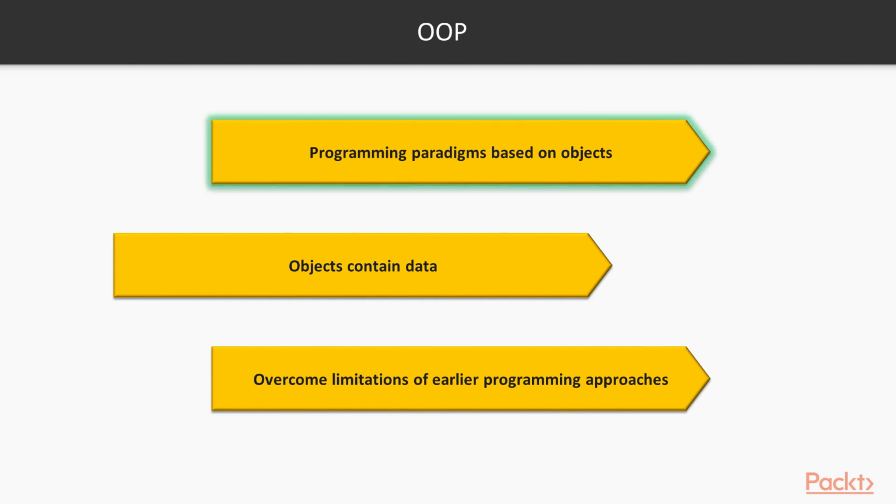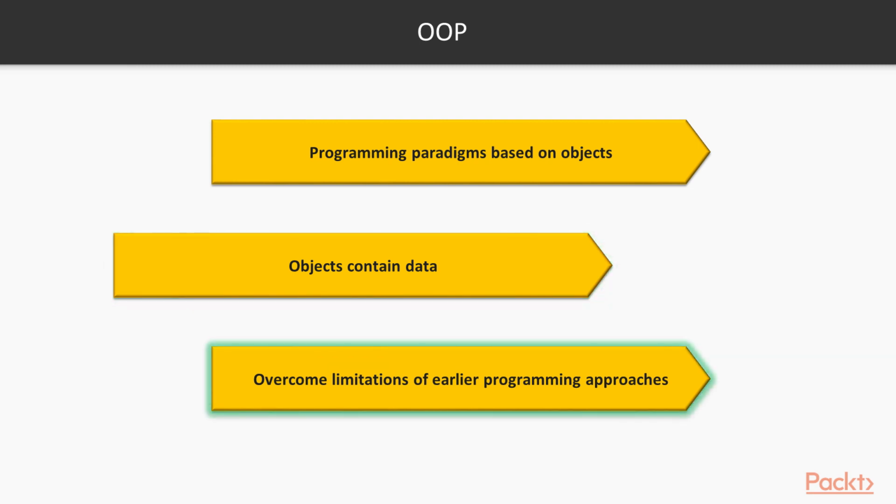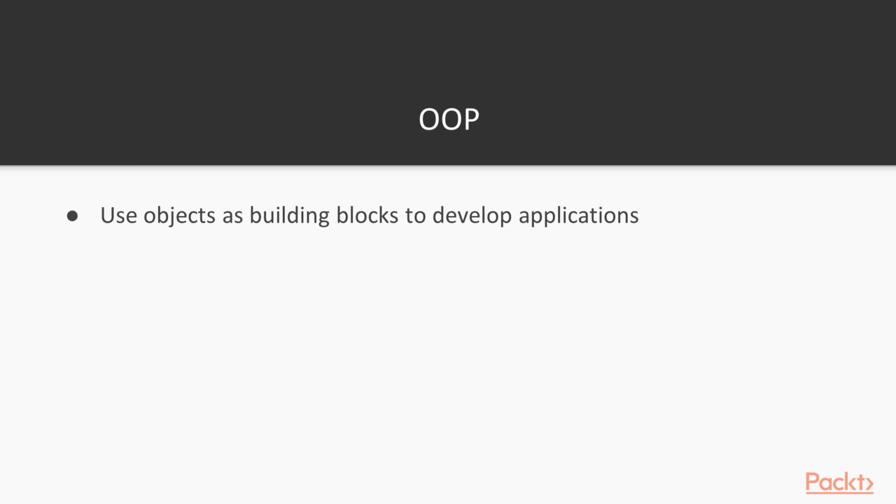OOP is one of the programming paradigms that is purely based on objects. These objects contain data. OOP has come into consideration to overcome the limitations of earlier programming approaches. Generally, I define OOP as a modern programming language in which we use objects as building blocks to develop applications.